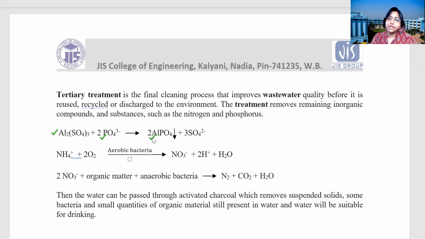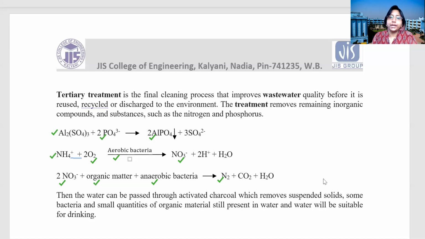And if nitrogen is present in the water bodies, how can it be removed? Generally it is present in the form of ammonium ion. So ammonium ion plus oxygen, by the presence of aerobic bacteria, we get nitrate. Then this nitrate plus organic matter plus anaerobic bacteria is converted into nitrogen. And this nitrogen will go into the atmosphere and there is no harm with that.